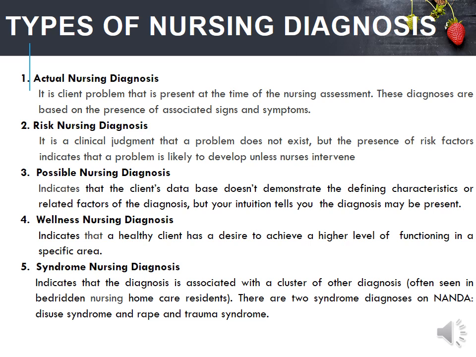Syndrome nursing diagnosis indicates that the diagnosis is associated with a cluster of other diagnoses, often seen in bedridden nursing home care residents. There are 2 syndrome diagnoses on NANDA: disuse syndrome and rape trauma syndrome.